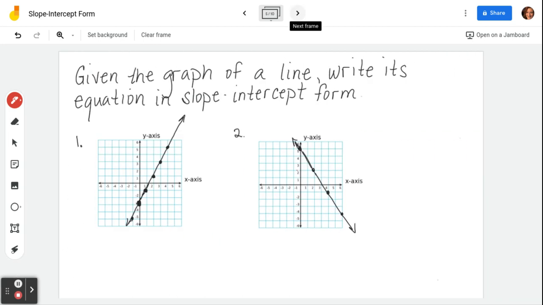Okay. Next type of problem, same deal, but instead of getting your slope and y-intercept from the equation, we're going to get it from the graph.